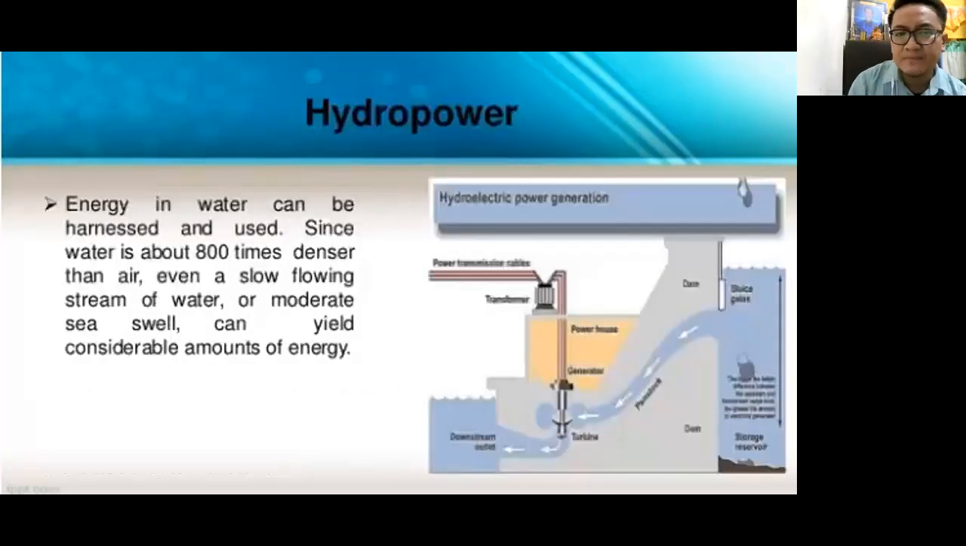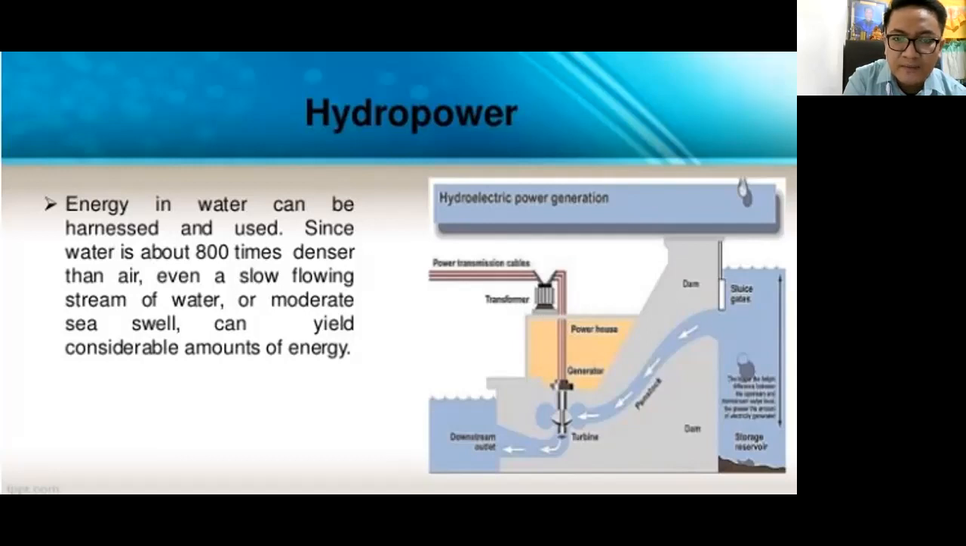Another, the hydropower. Kung mapapansin niyo po sa illustration, the hydropower consists of the hydroelectric power generation from different dams. So energy in water can be harnessed and used. Since water is about 800 times denser than air, even a slow-flowing stream of water or moderate sea swell can yield considerable amounts of energy. So ito po yung function niya. Ang pinaka-importante from the dams ay yung tinatawag po nating the generator and the turbines to produce a power output.